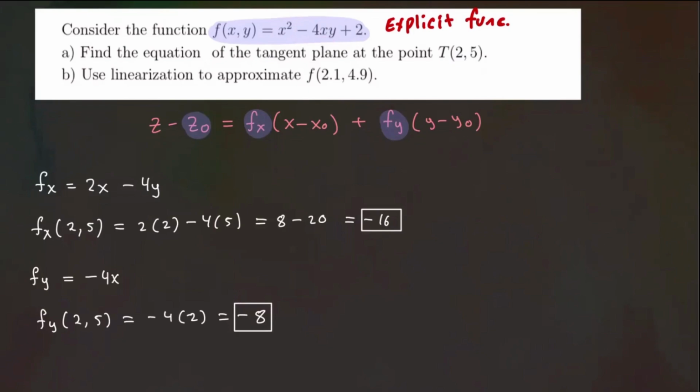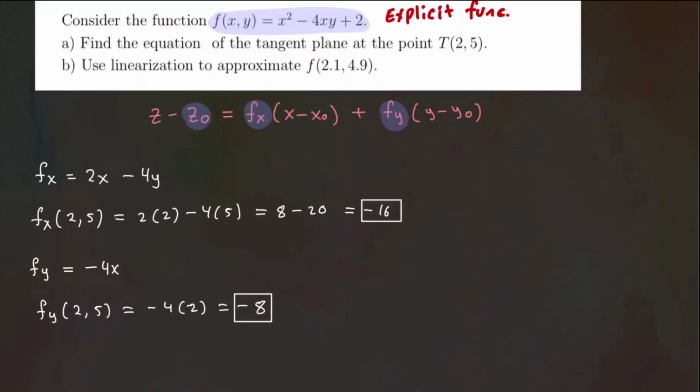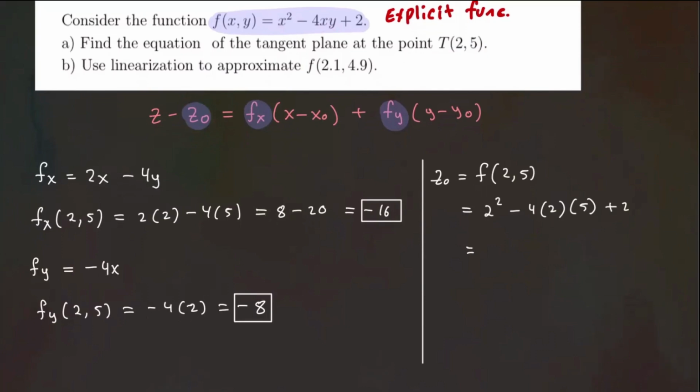The last thing we need is this number right here, z0. That's the function value at the point. So I'm going to go ahead and evaluate that on the side. So z0 is simply the function value at the point 2 comma 5. So I'm going to plug in my x and y values into the function. That would be 2 squared minus 4 times 2 times 5 plus 2. So I'm simply plugging in the x coordinate and the y coordinate respectively. If you evaluate this, this will give you 4 minus 40 plus 2, which is negative 34. So that is our z0.